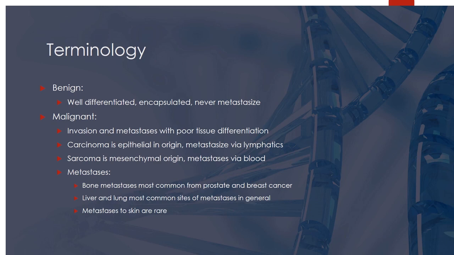Carcinoma and sarcoma. The difference is carcinoma is of epithelial origin and it metastasizes via the lymphatics, while on the other end, sarcoma is of mesenchymal origin and it metastasizes via the blood. In regards to these metastases, the liver and the lung are the most common sites, but in regards to bone metastases, they're most commonly from prostate and breast cancer, and primary metastases to the skin are quite rare.